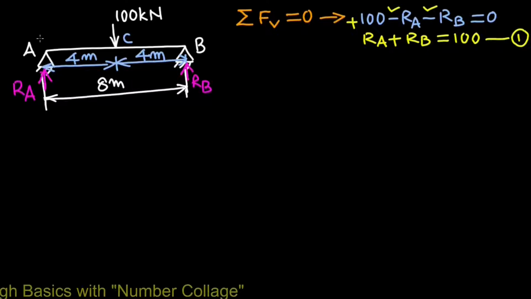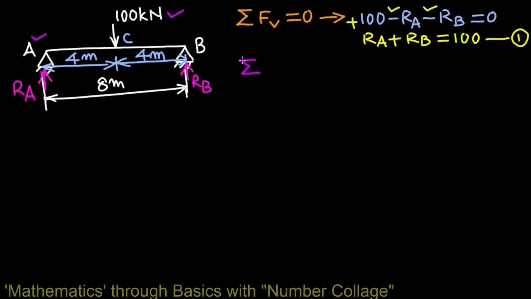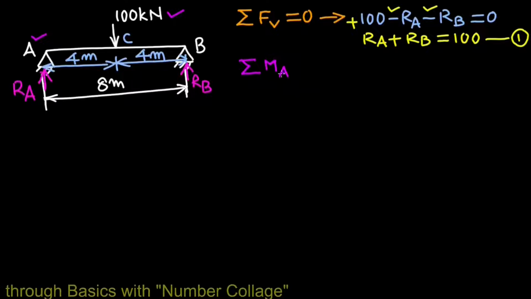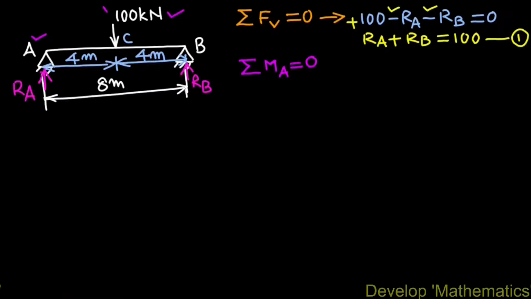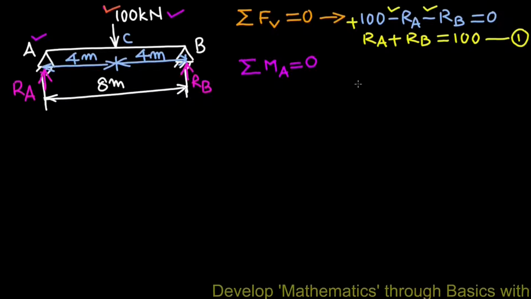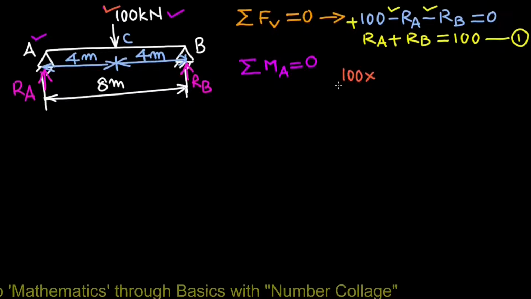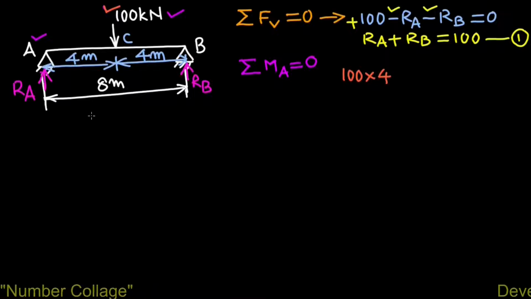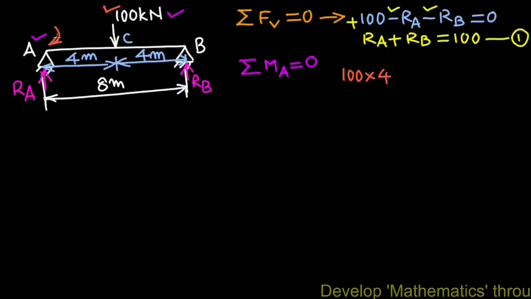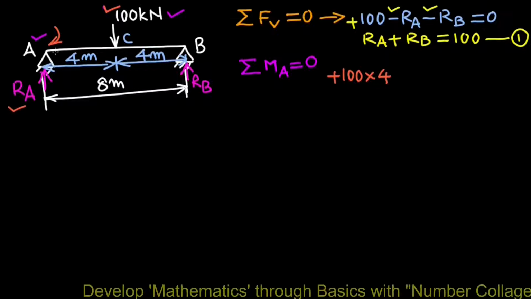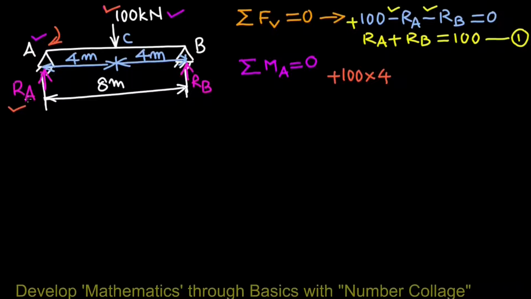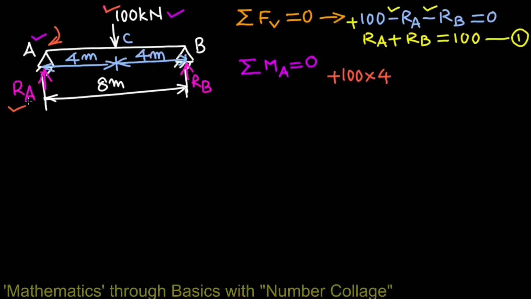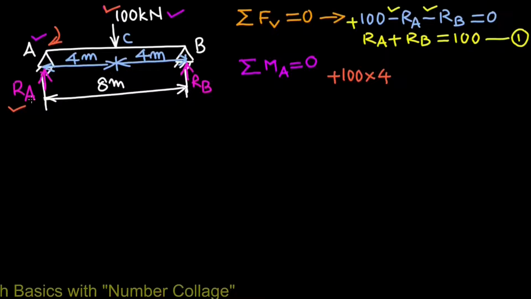Now we will take moments of the various forces about point A. Next we have sum of moments about point A is 0. So moment of 100 kilonewton force will be 100 multiplied by its distance from point A, which is 4 meter. Now this moment tends to rotate the beam in clockwise direction about point A, so this is plus. Reaction RA passes through point A, therefore its distance from point A will be 0, so its moment will also be 0. So there is no need to write the moment of reaction RA.